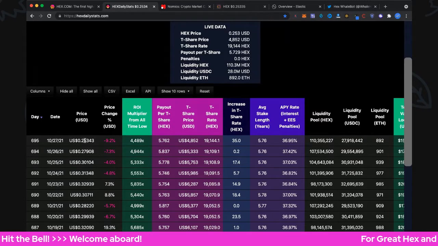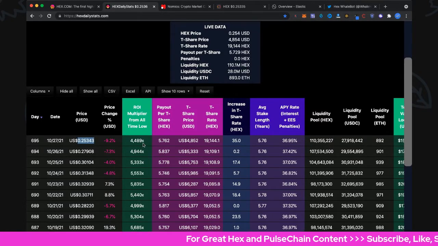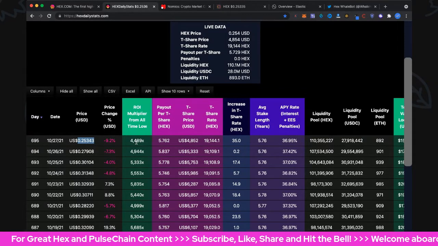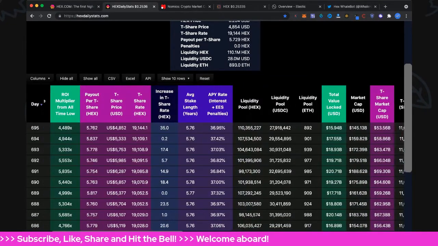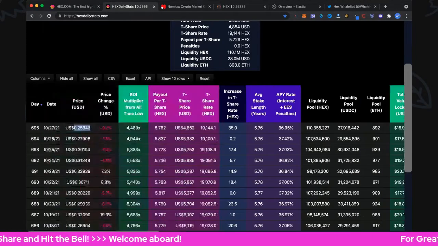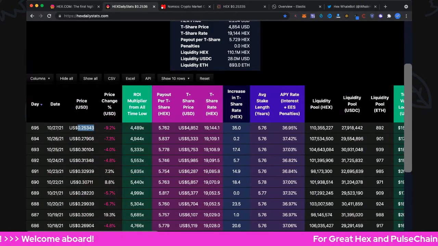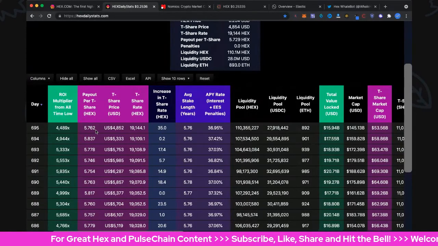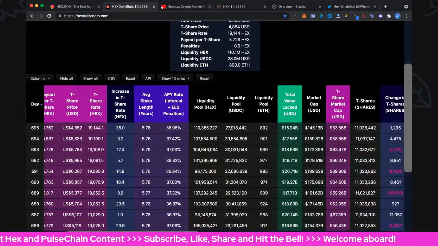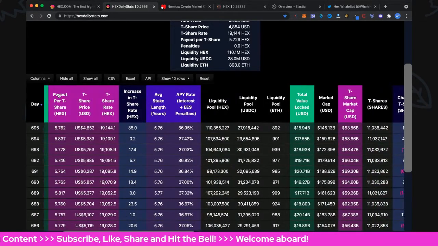All right, so here we are with the ROI compared to the 5th of January 2020. It's 4,489, so still up mad crazy gains. Payout per T-share 5.762. Now the interesting thing about this price as well, this 25 cents, is it's about half from the all-time high, so down 50%. So payout 5.762 is about average in terms of the payout per T-share, and that's what you're wanting. If you're investing in staking in Hex, you want that beautiful T-share rate.